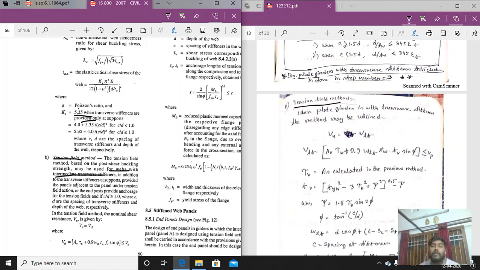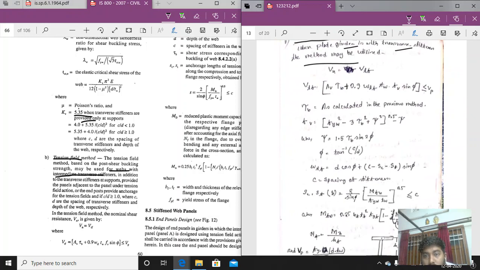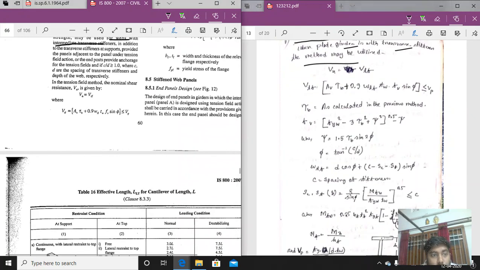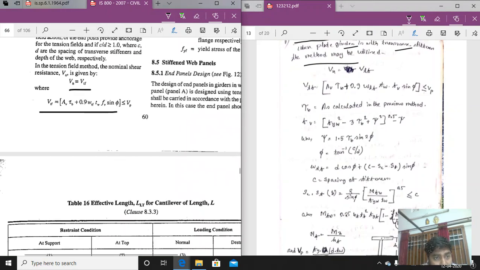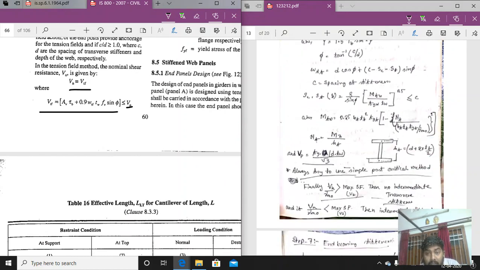So what is the tension field method? It is the method we apply when the plate girder is with transverse stiffeners, as I have told you from the code. So this is the formula. Here it is said that Vn is equal to Vtf. Vtf equals that value. It is given here, it should be less than Vp, the applied load Vp. What is the Vp? I have also told you here.